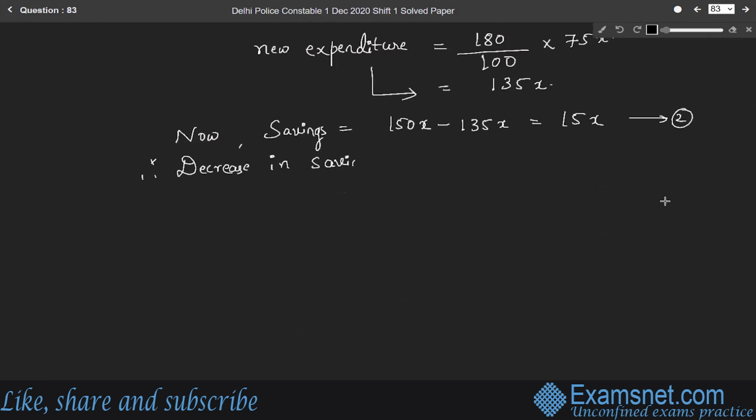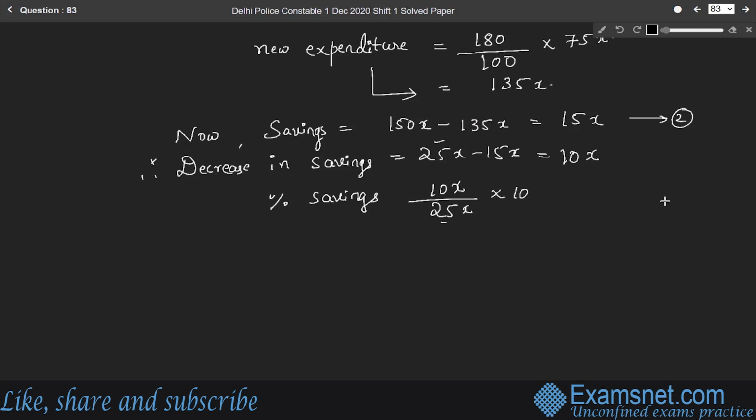Decrease in savings is 25x minus 15x, which is how much? We have to find the percentage also. So decrease in savings is 10x, right? So percentage decrease in savings: in the earlier case the savings was 25x, and for 25x savings, the decrease in savings is 10x, right?